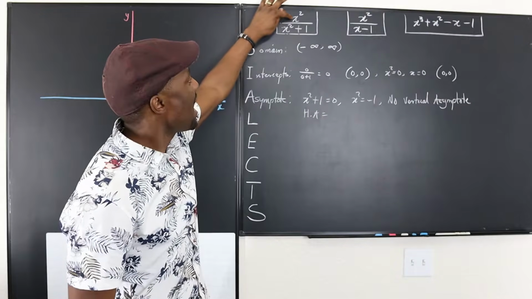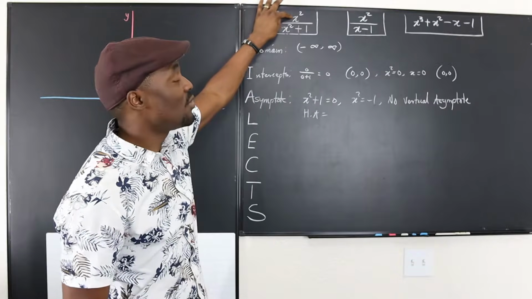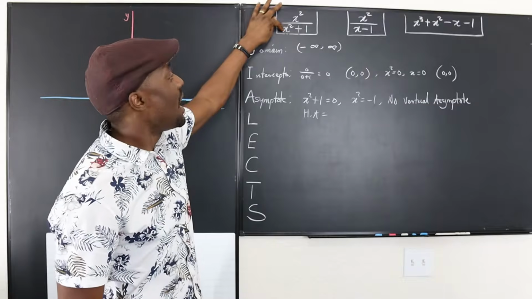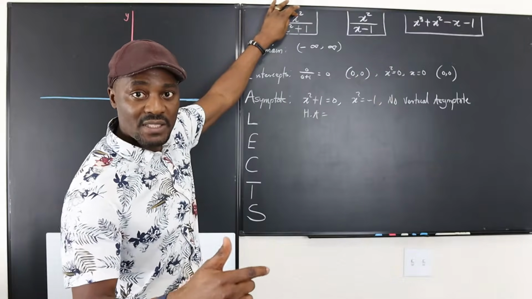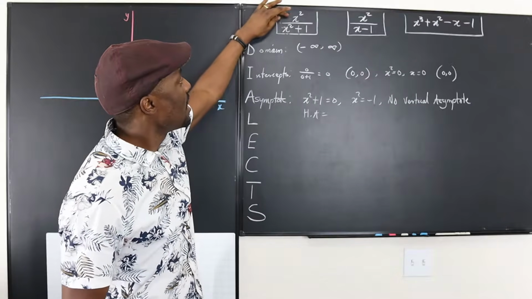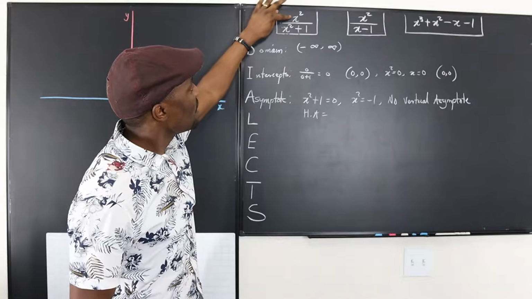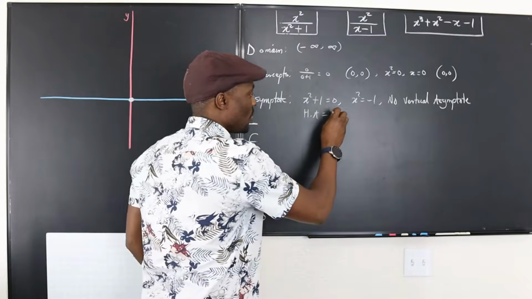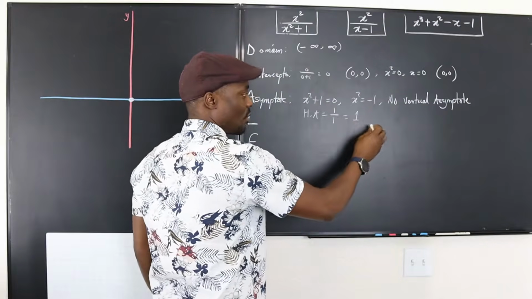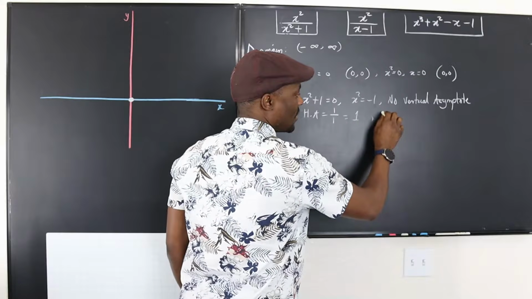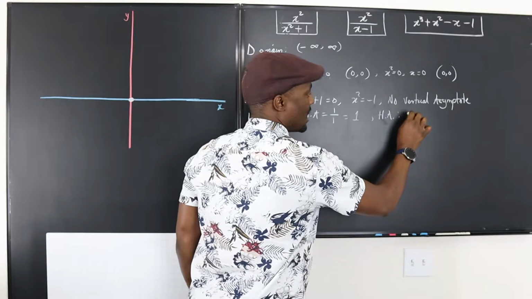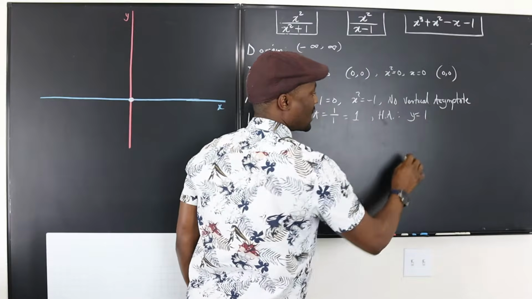So if n, which is the degree of the numerator, is equal to the degree of the denominator, remember the degrees will be the highest power of x in each of the numerator and denominator. So it's going to be the ratio of the coefficients here, which is 1 over 1. So we write 1 over 1, which is equal to 1. At this point you say that the horizontal asymptote is y equals 1. That's the line.